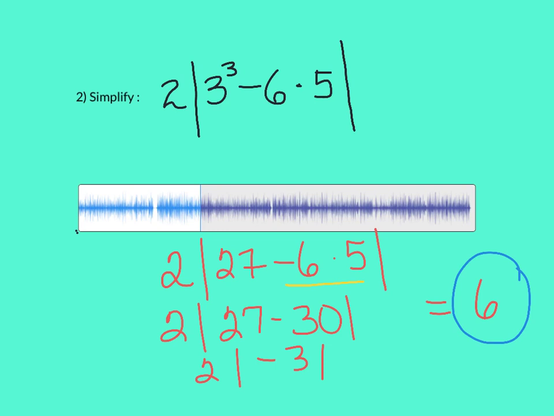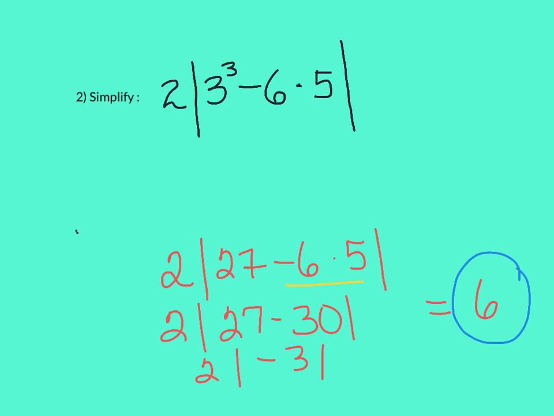The next thing we're going to do is the multiplication. 6 times 5 is 30. Don't make the mistake of doing the subtraction first because multiplication comes before subtraction in the order in which we do these calculations. Lastly, we come down, we have 27 minus 30, which will give us a negative 3, but it is inside the absolute value bracket, so that means that the value is actually going to be evaluated as a 3. The absolute value of negative 3 is a positive 3, and then we're going to take our 2 times 3, which is equal to 6. That's how we get our final answer of 6.